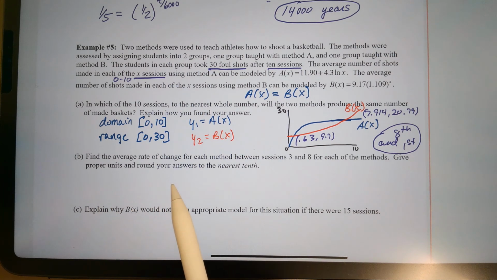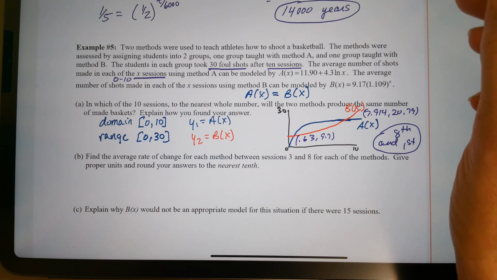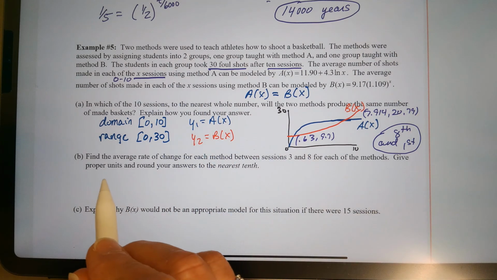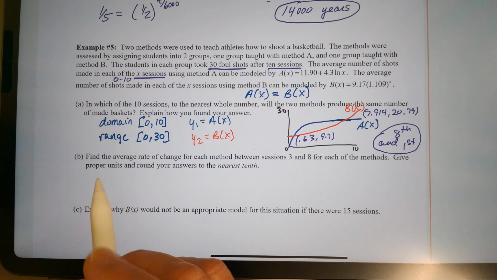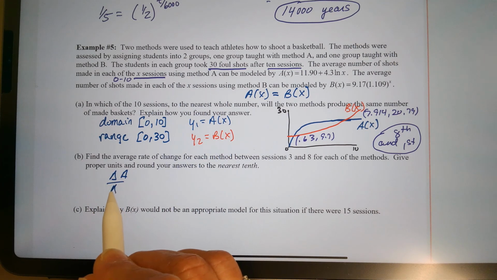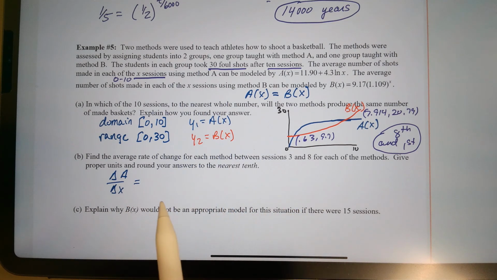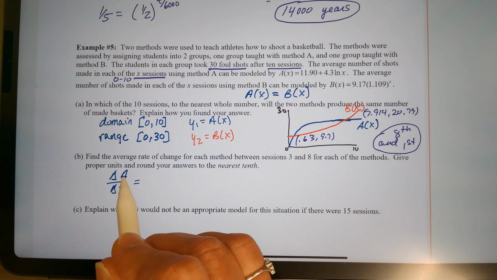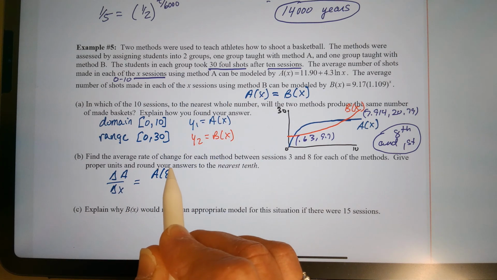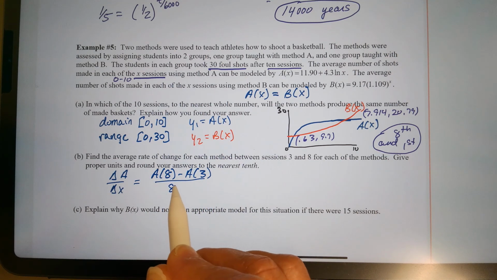Next, we want to find the average rate of change for each method between sessions 3 and 8. Give the proper units, round to the nearest tenth. Okay, we're just going to do one of these. We'll do this for method A. The average rate of change is going to be the change in A over the change in x. And for the 8th and 3rd sessions, this would be A of 8 minus A of 3 divided by 8 minus 3.